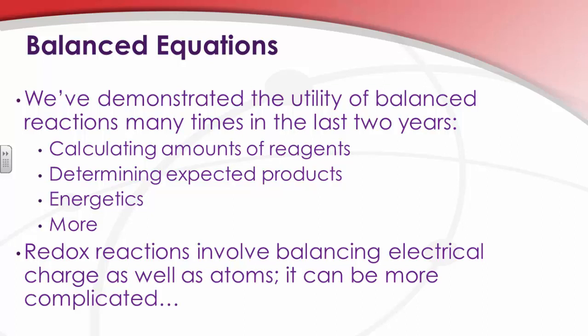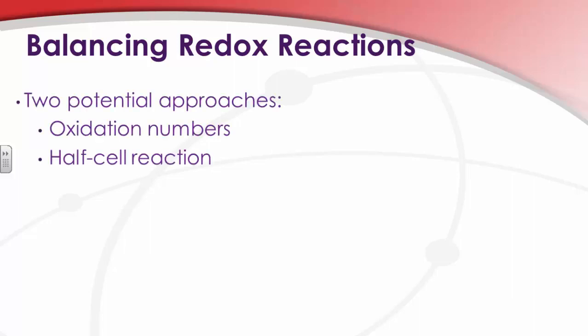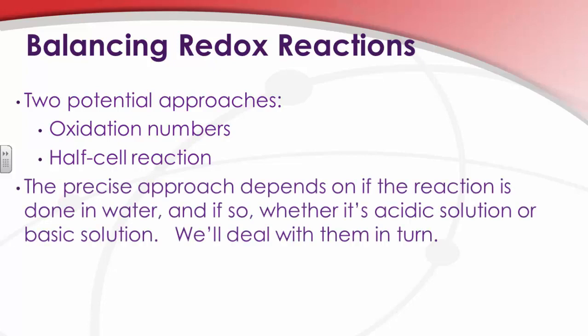The problem is there's a little bit more to balancing these reactions than the other ones we've seen before. And the reason for this is we need to be able to balance electrical charge. So there are a couple of potential approaches. We're going to examine oxidation numbers today and leave half-cell reactions for another time. Now, the exact way of using oxidation numbers depends on, for starters, whether the reaction is done in water, and then, if it is, whether it's acidic solution or basic. And so we're going to deal with both situations today.